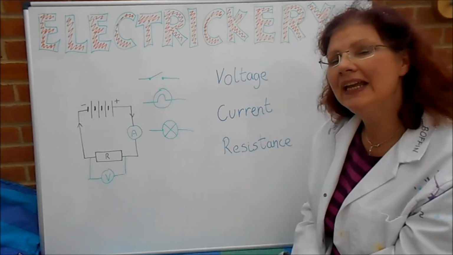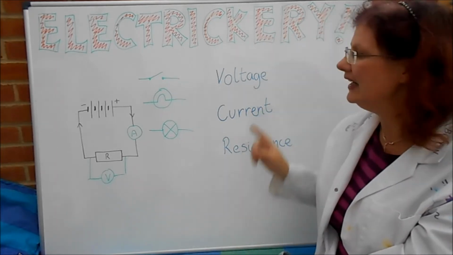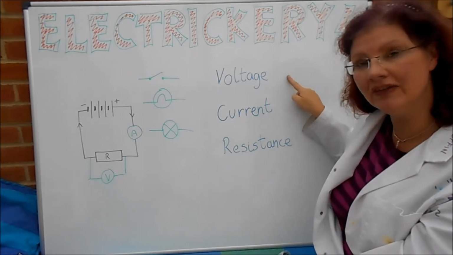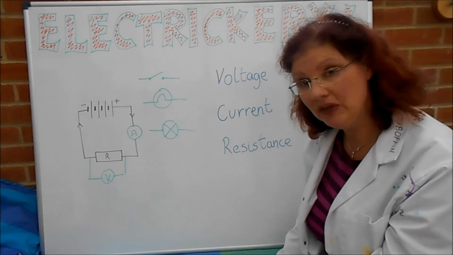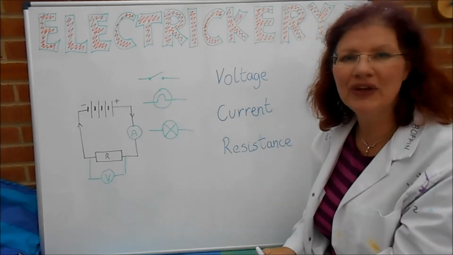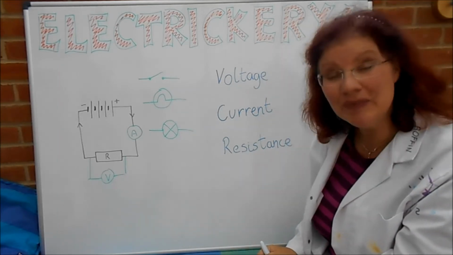So, firstly, a little bit of revision for you. I'd like you please to write down what the units are for voltage, for current and for resistance. And if you can remember the units, the little symbols that we use for those as well, that'd be great. Okay, you can pause the video and do that now, please.